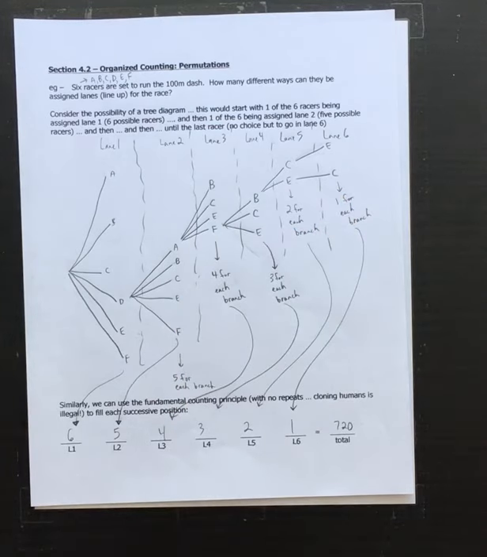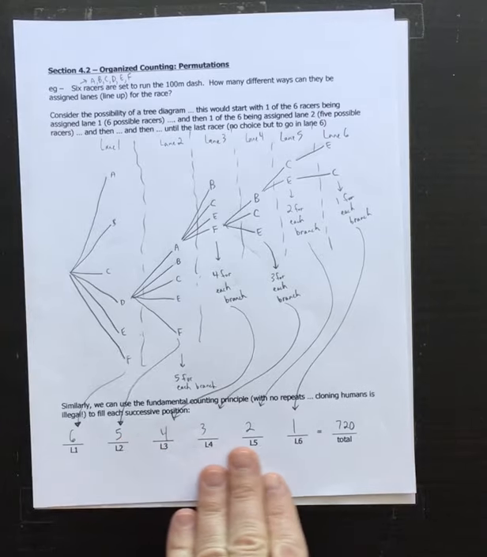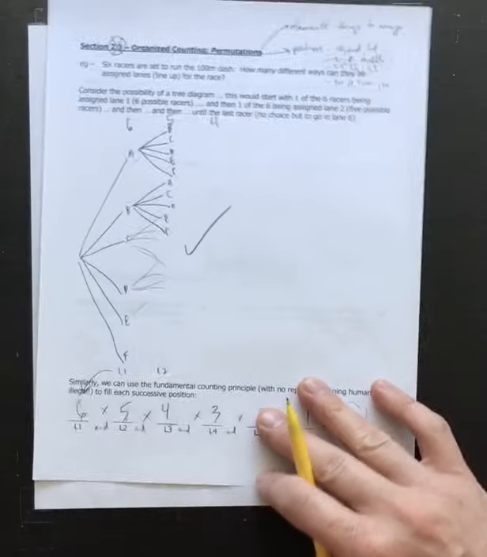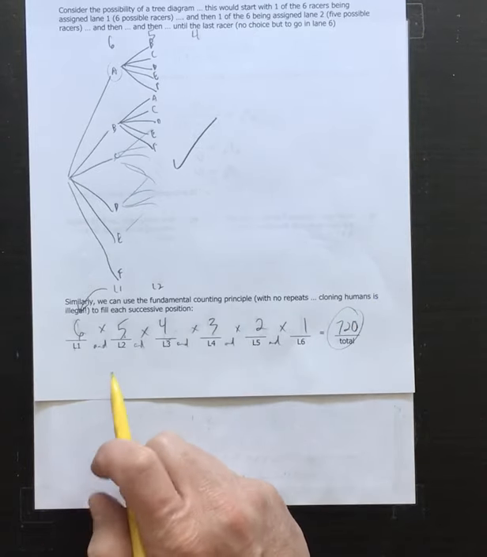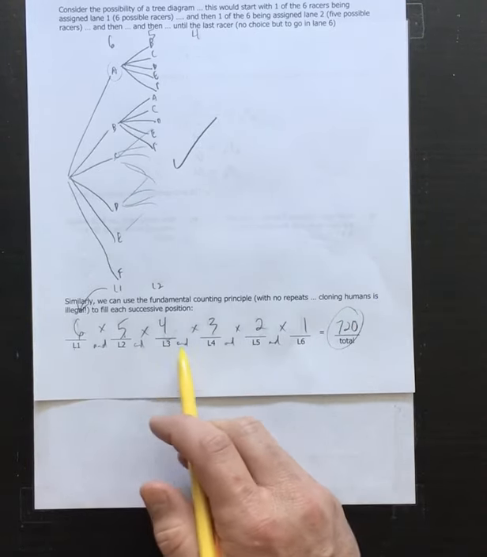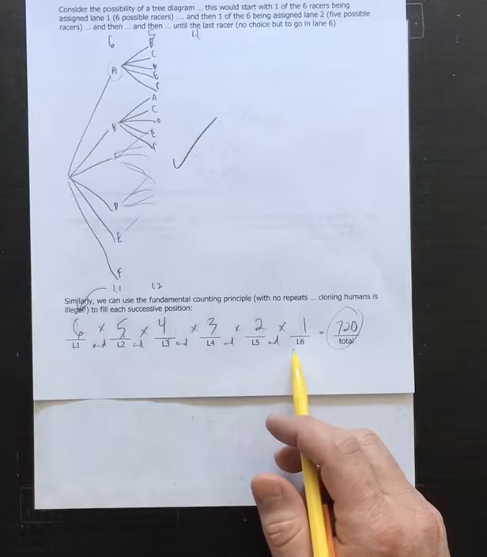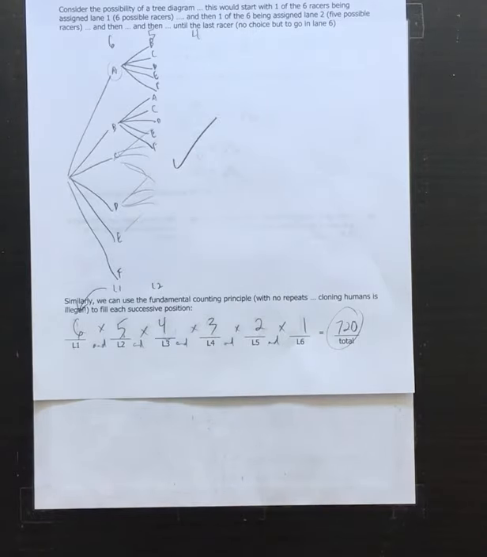And so again, these are all associated with the different lanes, and so we have this 6 times 5 times 4 times 3 times 2 times 1 calculation, because our fundamental counting principle centers on the whole idea of and, or. In this case, I'm choosing lane 1 and lane 2 and lane 3 and lane 4 and lane 5 and lane 6 to fill for a particular race.